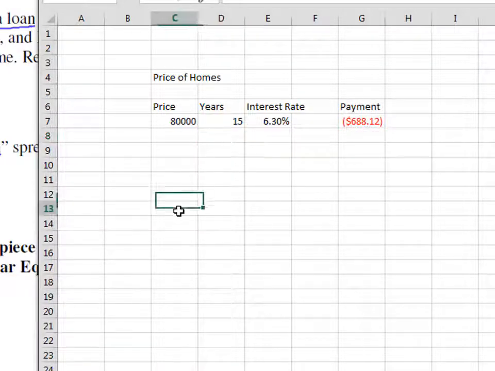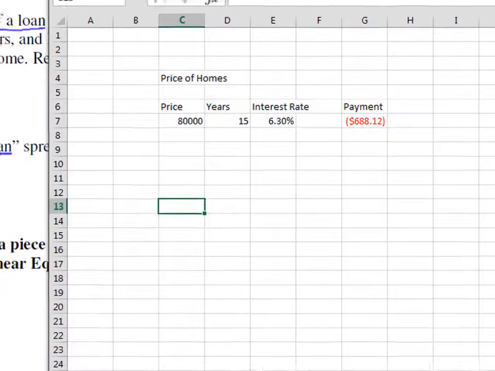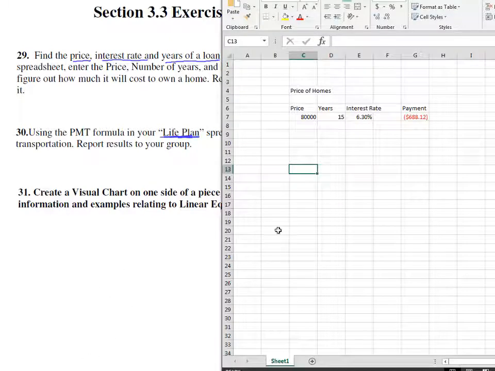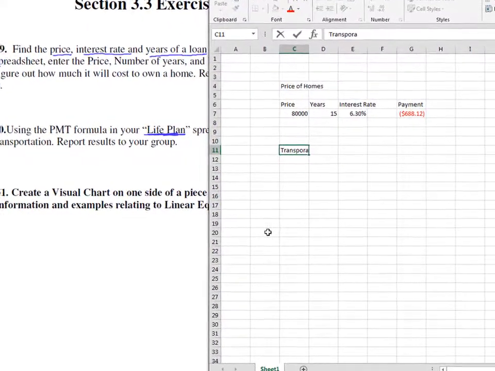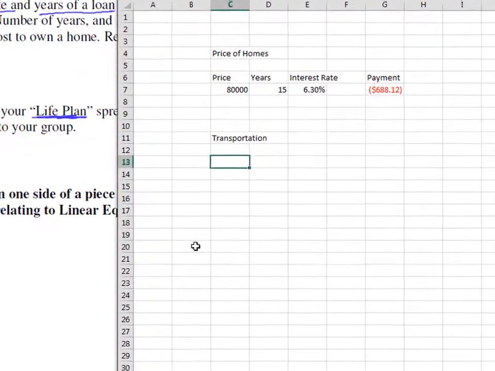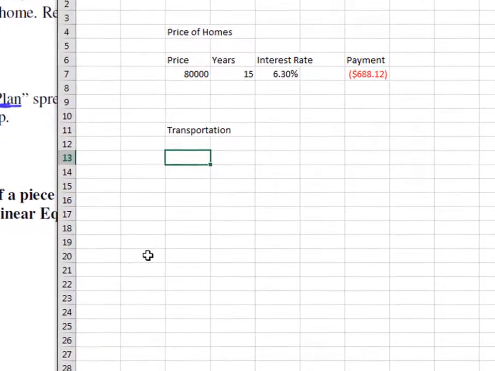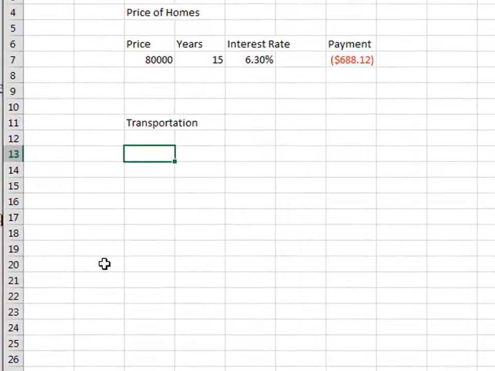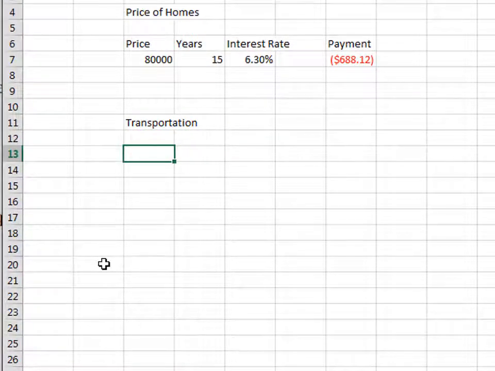Good. Number 30, it says using the payment formula in your life plan spreadsheet, find the cost of owning your own transportation. So when we pull up our Excel spreadsheet, we've done homes. Let's do transportation. Now that could be a car, motorcycle, bicycle, moped, cost of buying public transportation fares. I'll do car because that is common in most areas. So, yeah, let's do a car.